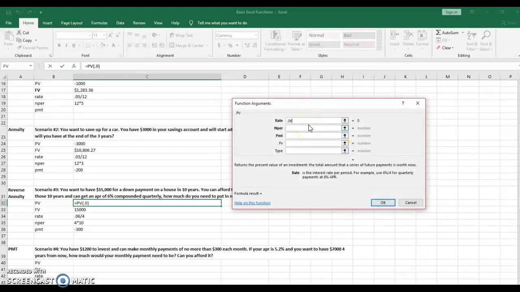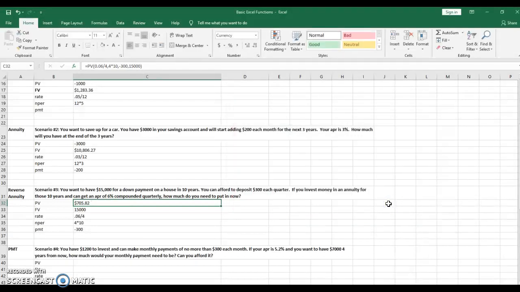It's going to be 0.06 divided by 4. NPER is 4 times 10. Payment is negative 300. FV is 15,000. It's positive because it's going to come back to you. Notice it gives you your answer right here, but you can say OK, and it will put it into your cell for you. Okay, so $705.82 is what you need to put into your account now. Make $300 payments every quarter, and at the end of 10 years, you'll have your $15,000.